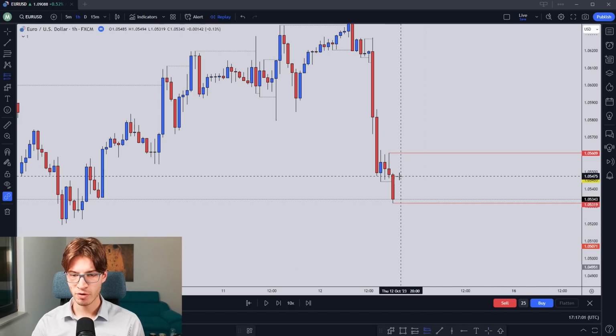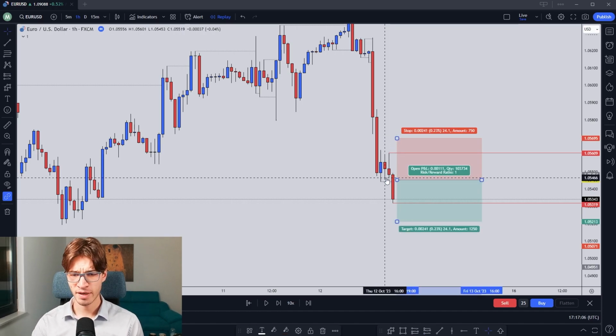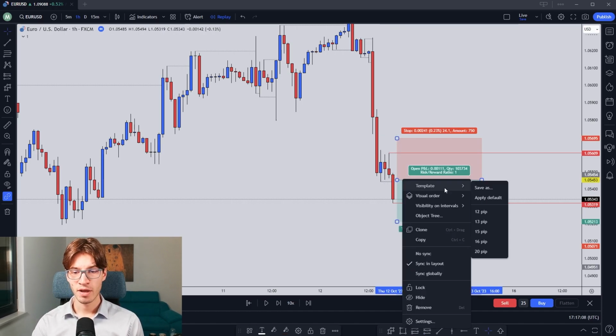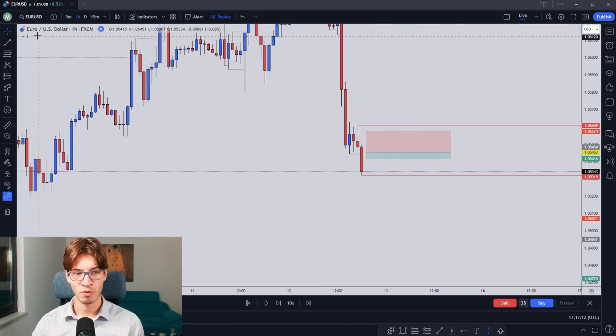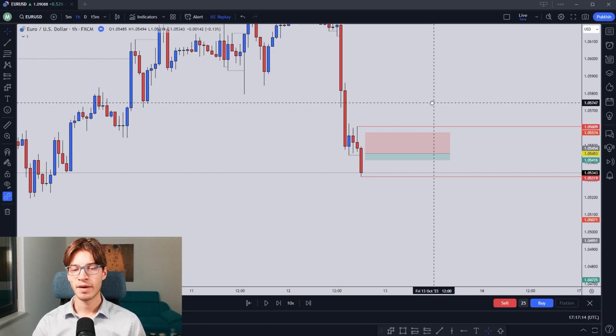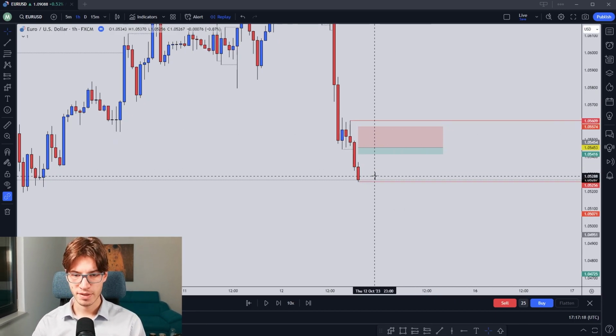I place my order, pending sell limit, on the bottom of this inside bar. 12 pips stop loss. I use 12 pips for the break and retest setup on the euro and the US dollar. Okay. Now we have a pending order on in the market. Let's see what happens.